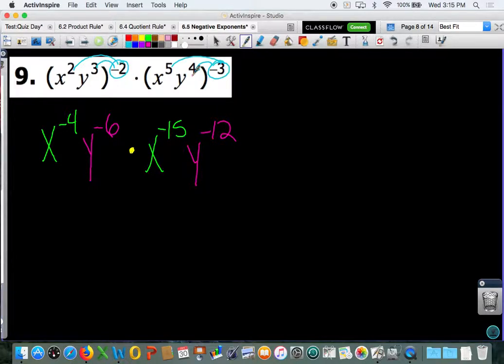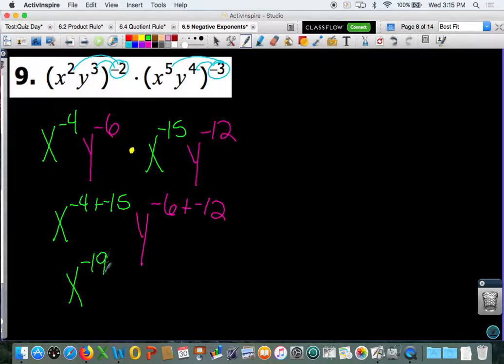Okay, so now we're going to have to continue multiplying. Remember, when we multiply variables, we add their exponents. So I've actually got x to the negative 4 plus negative 15. I've actually got y to the negative 6 plus negative 12. Now again, same signs, add and keep the sign. So I've actually got x to the negative 19, and I've got y to the negative 18.